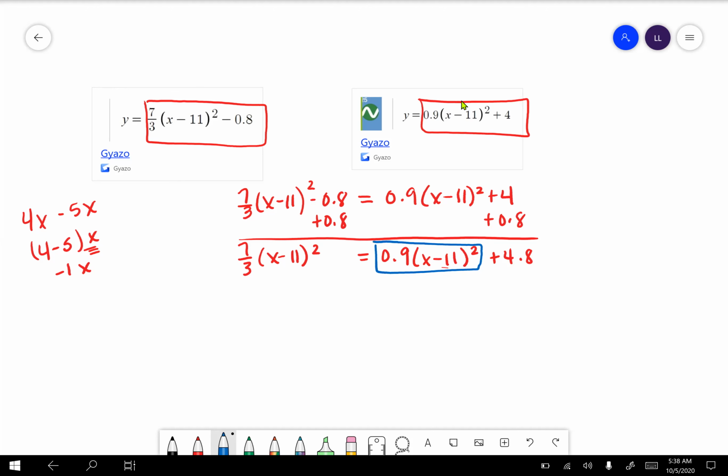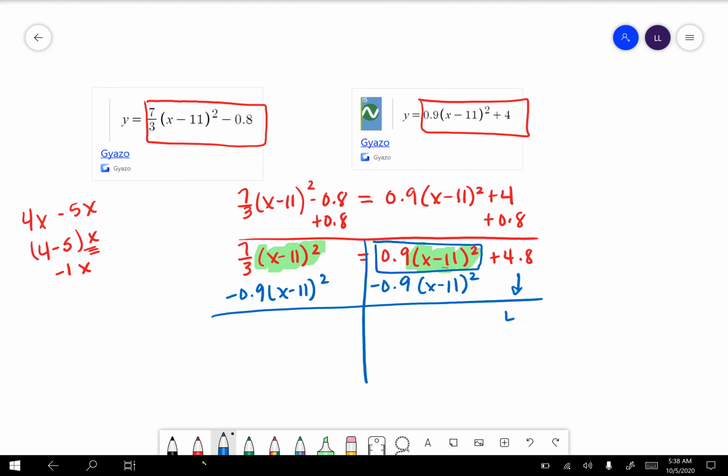And because they share this (x minus 11) squared, both of them, these are like terms. So I'm just going to move it over. I'm just going to do the opposite. So the opposite of 0.9 is negative 0.9 times (x minus 11) squared. And then I'm going to bring down the 4.8. This cancels, because one is positive, one is negative. So now I am going to combine like terms.